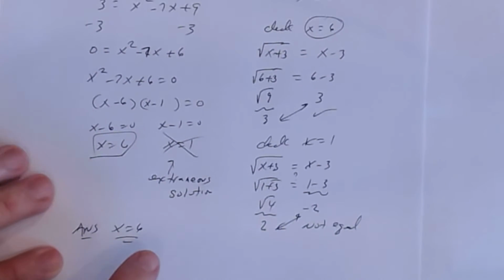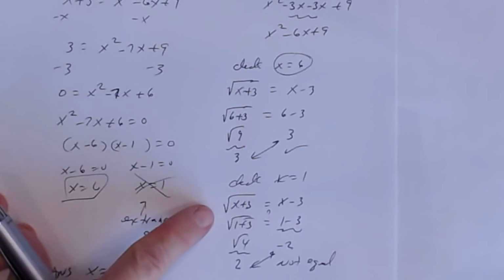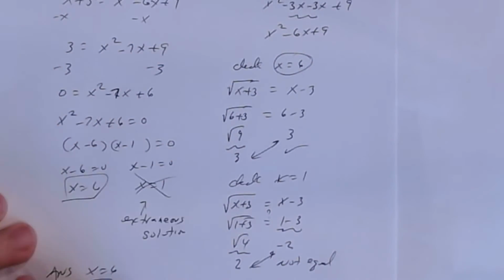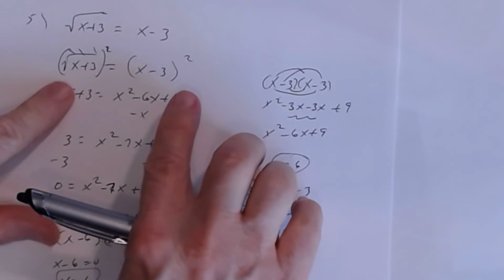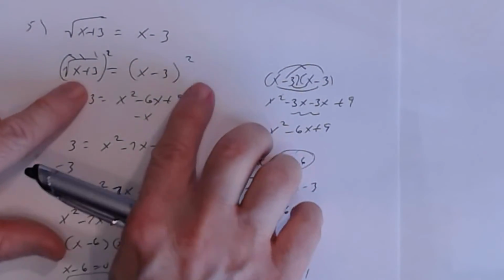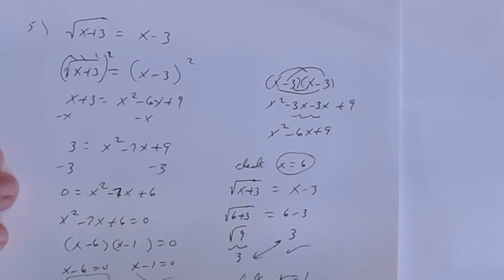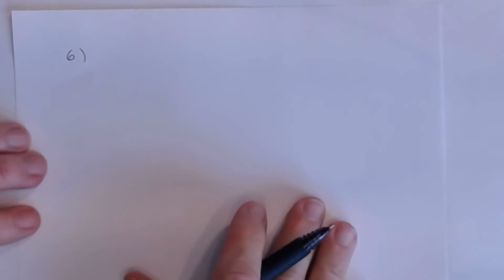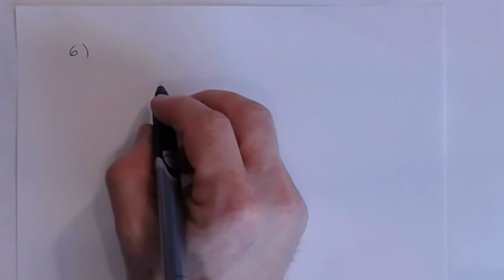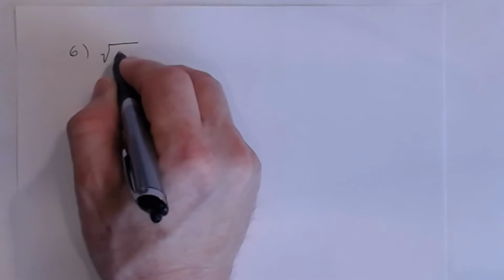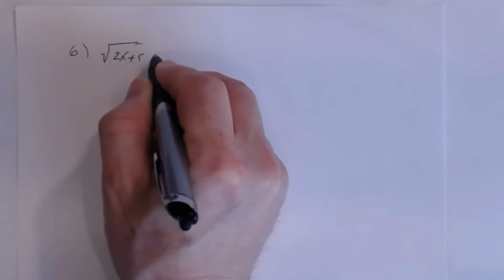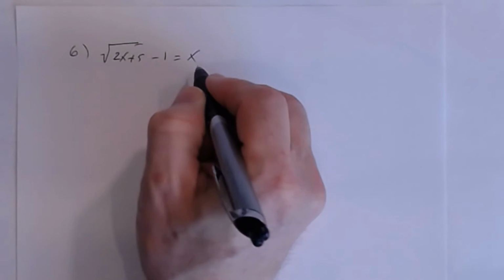All right. But notice you had to show that you checked for extraneous solutions. And you do that whenever you raise both sides to an even power. All right, so that's number 5. Let's look at number 6. So number 6, we have the square root of 2x plus 5 minus 1 equals x.